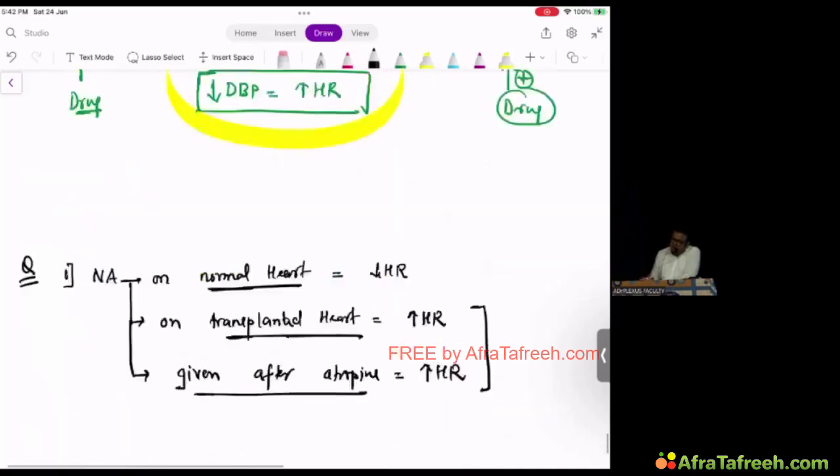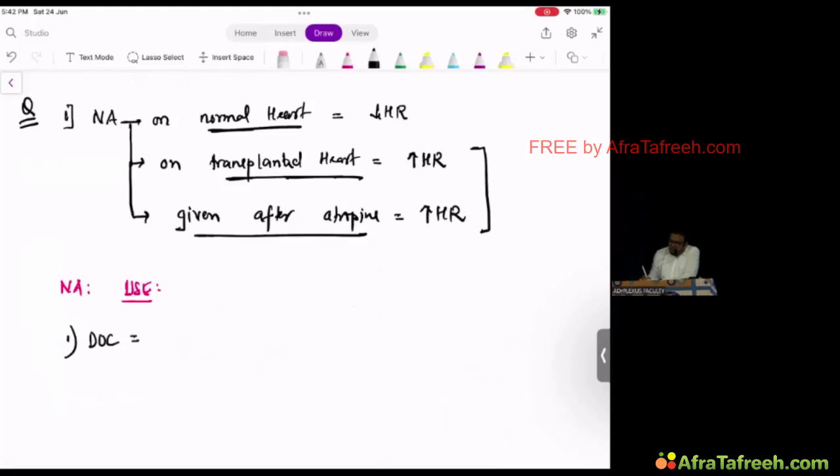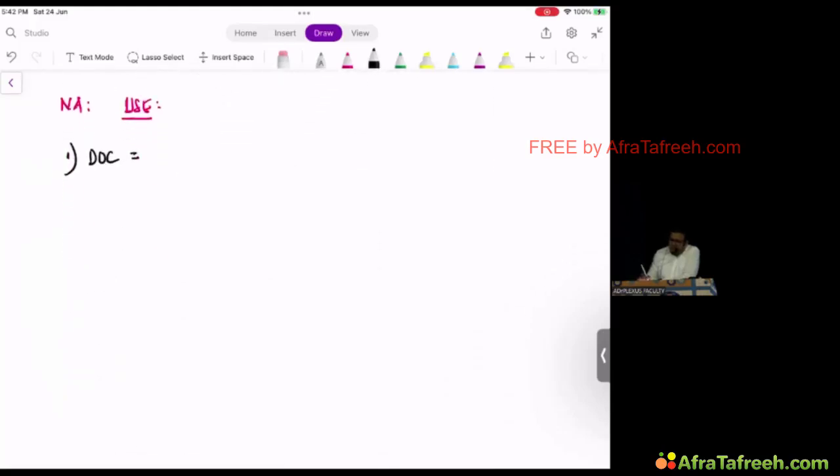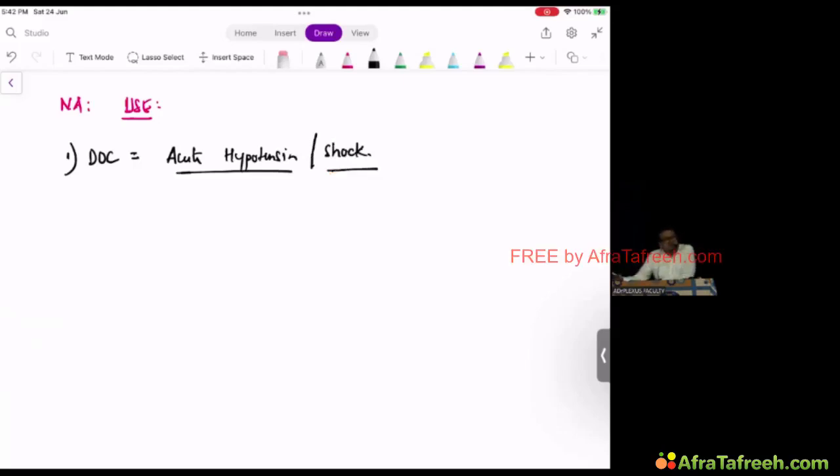So we will just write the use of Na. Noradrenaline. You can say it is the drug of choice. Everybody is fond of drugs of choice nowadays. Drug of choice for, you can say, acute hypotension or shock. Nothing is specified. You are looking at a condition where BP is falling, which is the drug? Na. Na is a catecholamine, it cannot be given by which route? Oral.